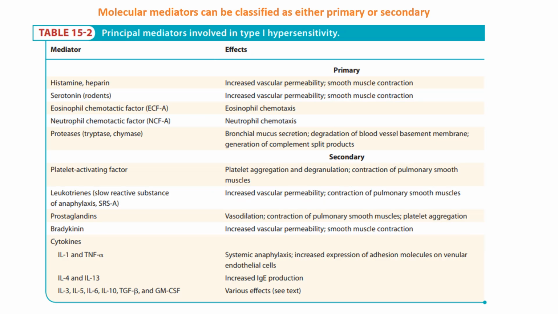Now here in this table you can see the mediators and all their effects. These are the primary mediators and these are the secondary mediators. First we discuss the primary mediators. The most significant primary mediators are histamine, proteases, eosinophil chemotactic factor A, neutrophil chemotactic factor, and heparin, and serotonin, which is present in rodents. First, let us understand histamine.